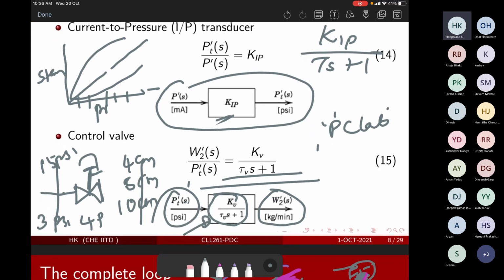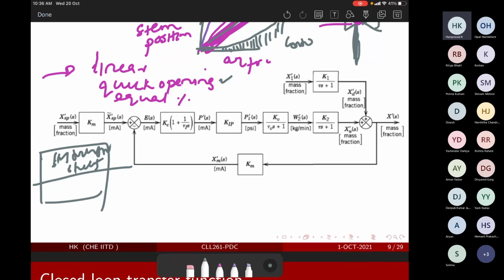So this might also happen because when you buy it, you don't have any information. Once you have this sort of dynamics and you fit it, you can know what the 63.2 percent is and what your final value is. You would get your K by tau s plus 1. So for your overall control system, you will have to add up everything.